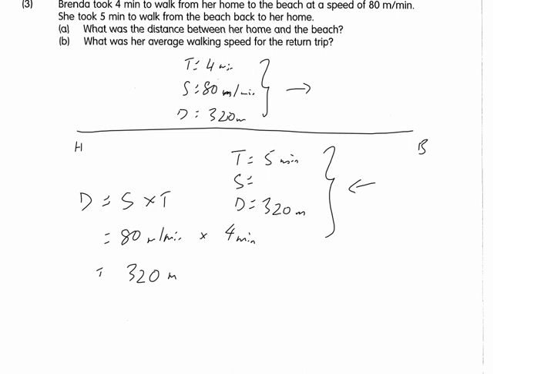Read the question. Average walking speed for the return journey. Do I need to find this? Am I finding the average walking speed for the whole journey or for the return journey? So do I need to find this? If I don't find this, how do I find the return journey?